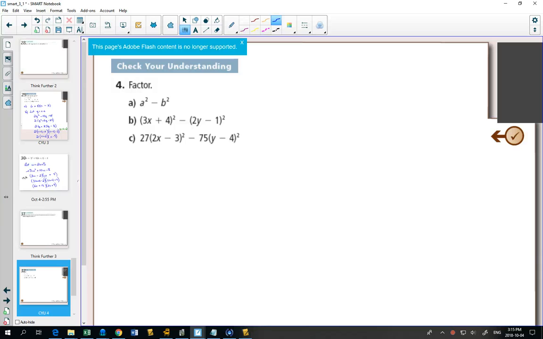Example 4 is on page 175. And all of example 4 is working on difference of squares. So again, the name of this is difference of squares, and we call it that because difference means subtraction, and we have a subtraction sign, and squares is because the first term is squared and the second term is squared.